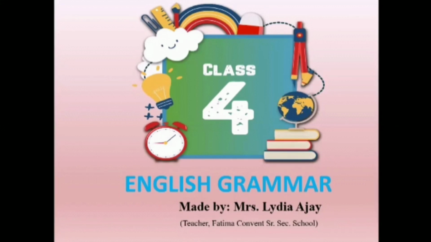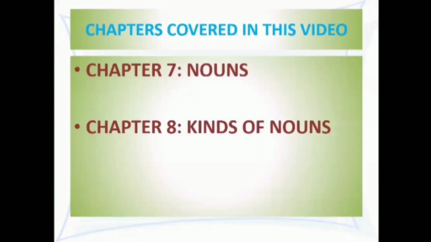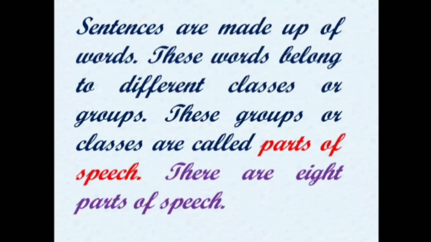I welcome you all to the learning session of Class 4 English Grammar. We are going to follow this book, Colors of Grammar by Cordova Publications. In this video, we are going to cover two chapters, that is, Chapter 7, Nouns, and Chapter 8, Kinds of Nouns. Dear children, as you have already studied, do you remember how sentences are made?